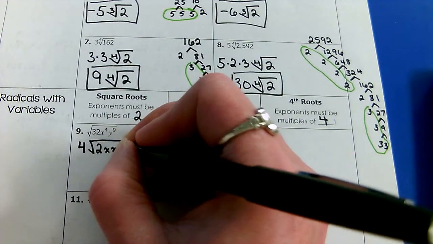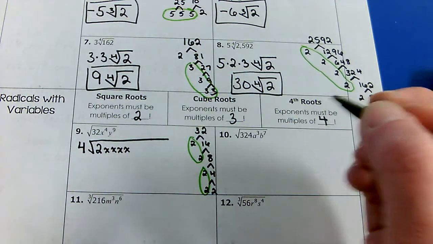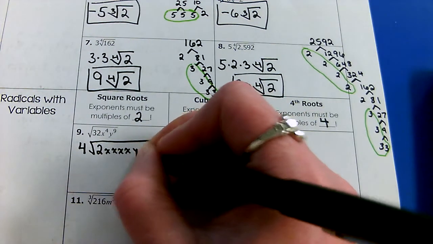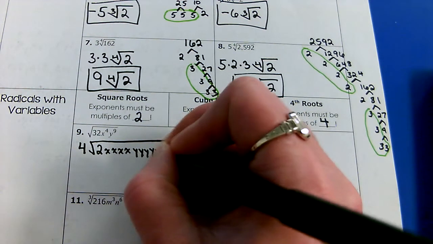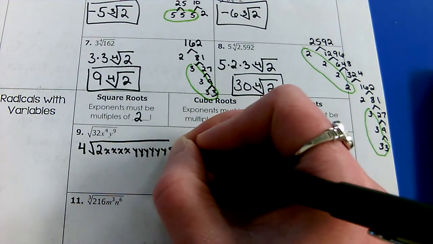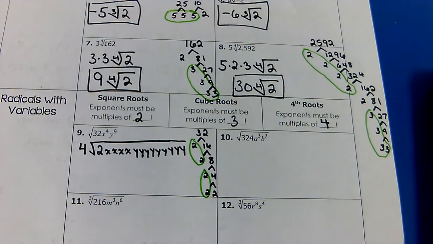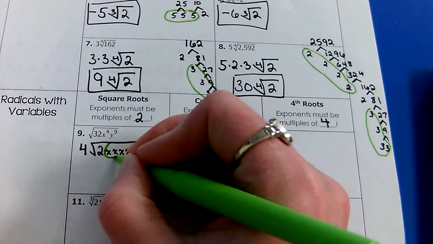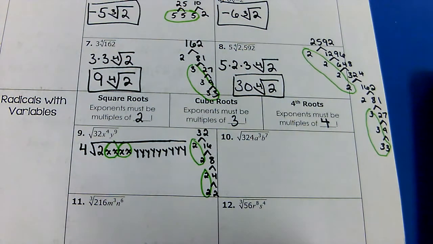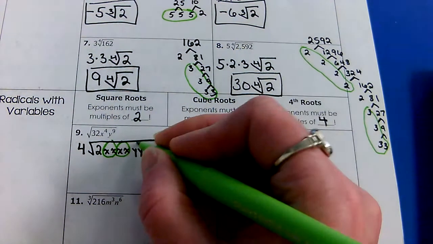x to the 4th would be x times x times x times x. And y to the 9th would be 9 of them in a row. 7, 8, 9. We're looking for pairs. I have a pair of x's. I have a pair of x's. So an x and an x get to come out.